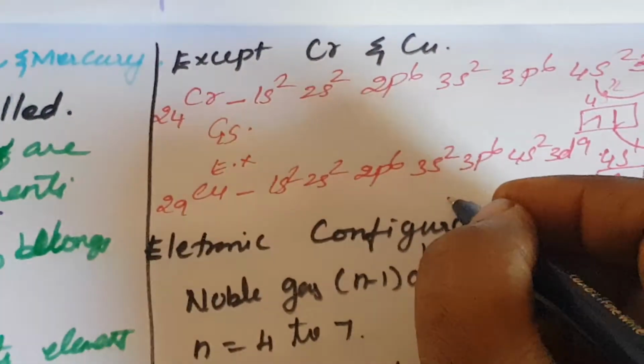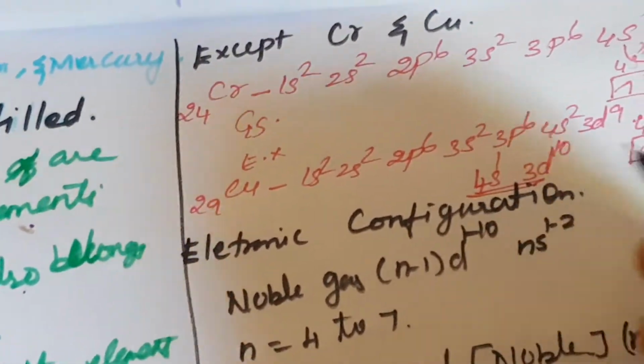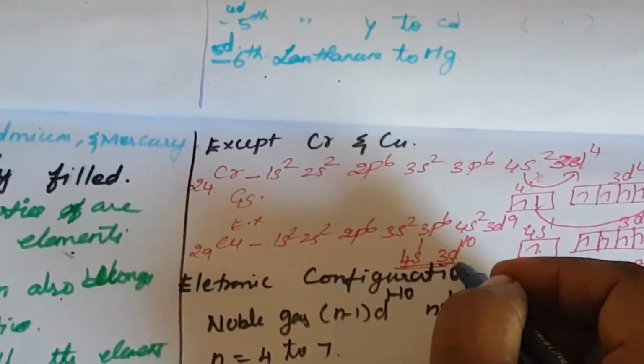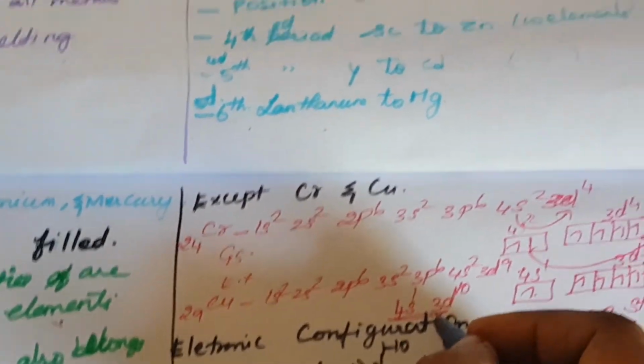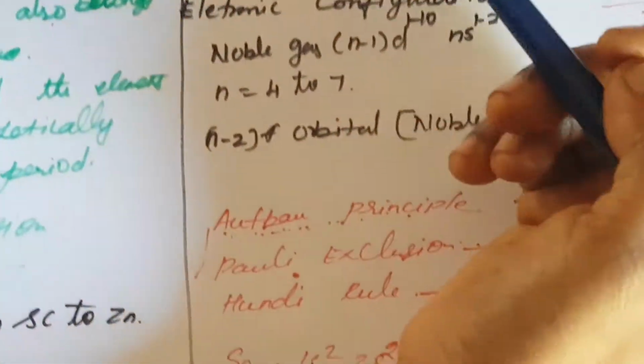So in the excited state, what will happen? This is 4s1, 3d10, which is completely filled. We already know that half-filled and completely filled orbitals are more stable, and the exchange energy is also more. So except for chromium, copper is also more stable.